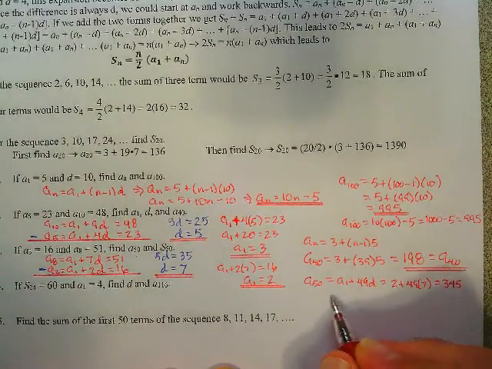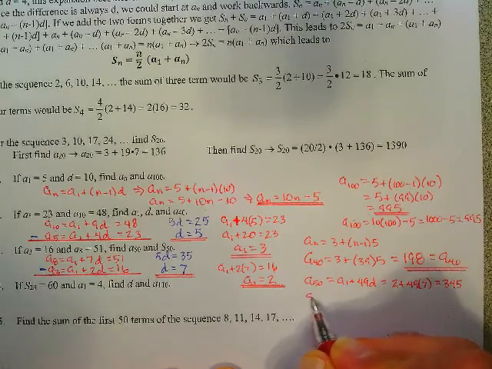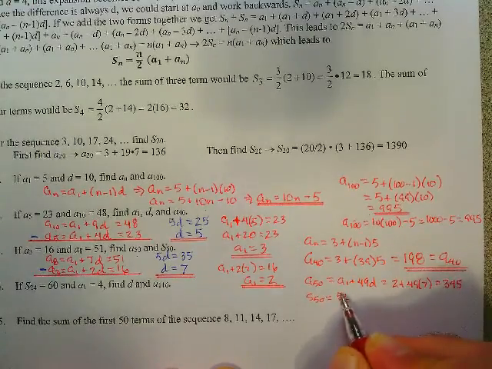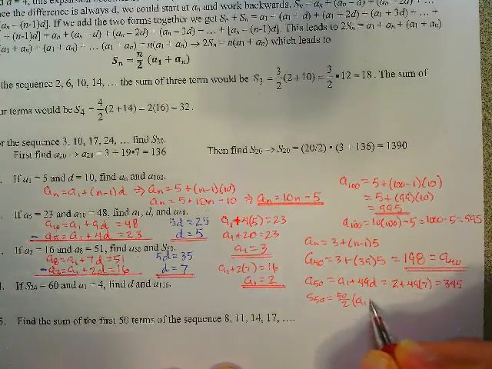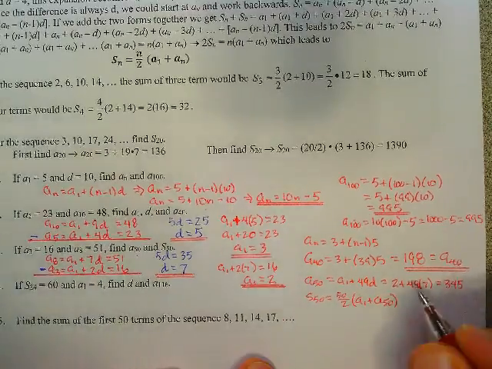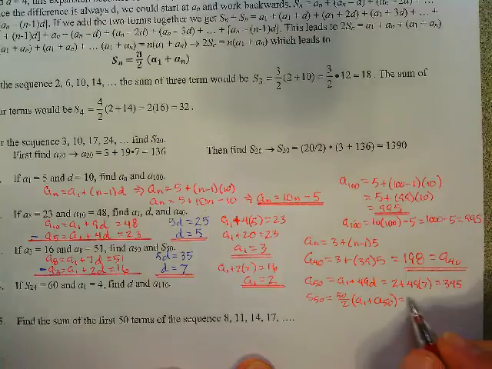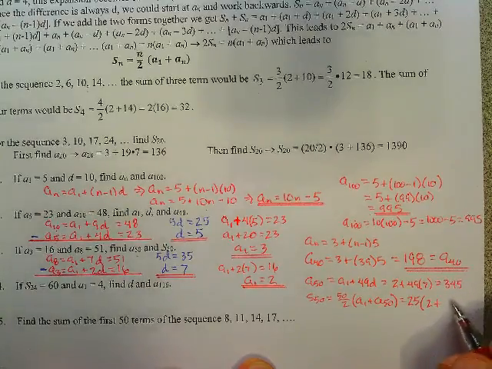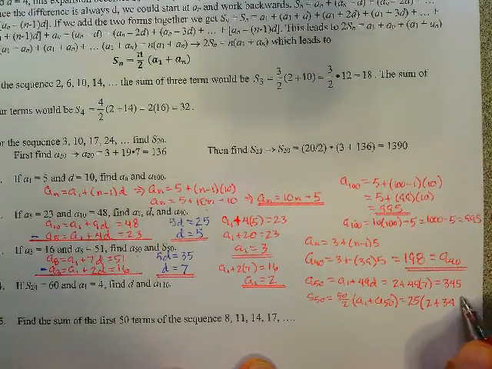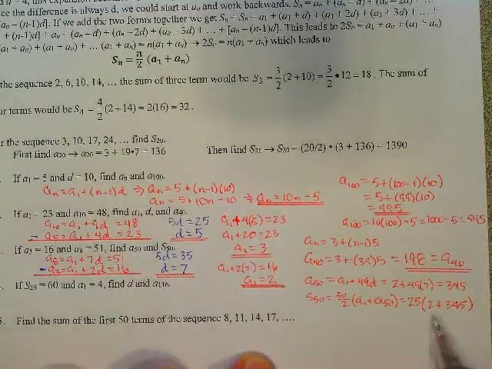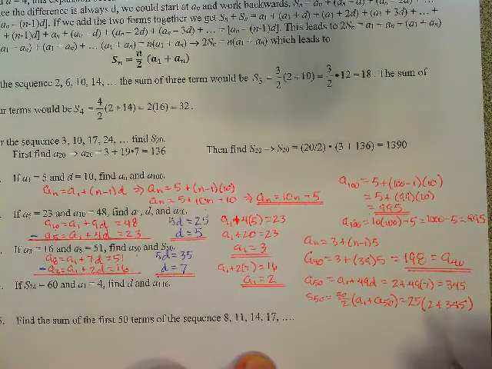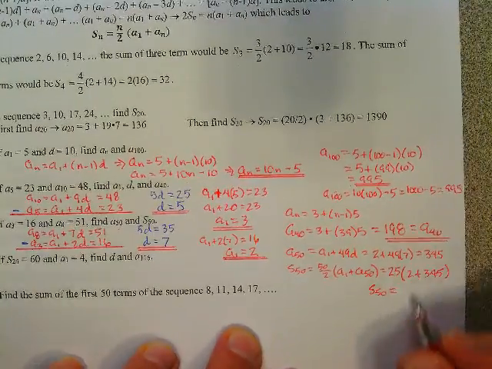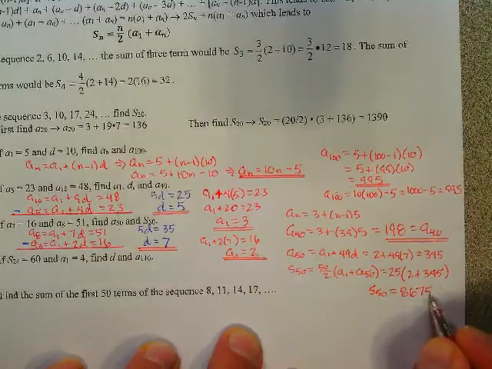Now, the S50, well, that's 50 over 2, and those have to match, and then it's A1 plus A50. So basically, that's going to be 25 times, well, A1 was 2, A50 was 345, so that's 347 times the 25, and S50 is going to be 8675.